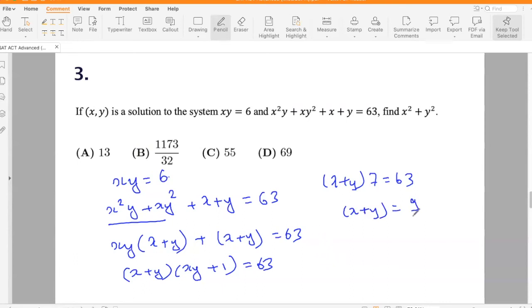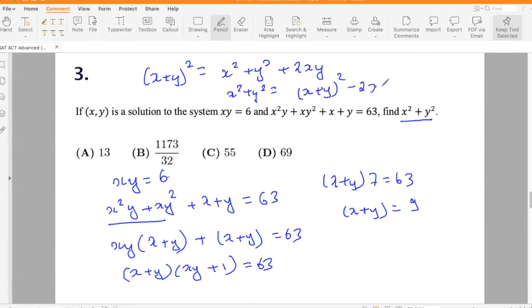So now I have x plus y and I also have xy. Now we know that x plus y whole squared is x squared plus y squared plus 2xy. Because we want to find x squared plus y squared, we can write that as x plus y whole squared minus 2xy. Now x plus y whole squared will be 81 and 2xy will be 12, and 81 minus 12 would be 69. So x squared plus y squared is option D.